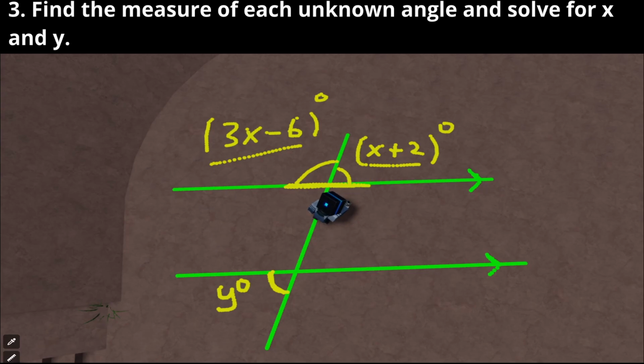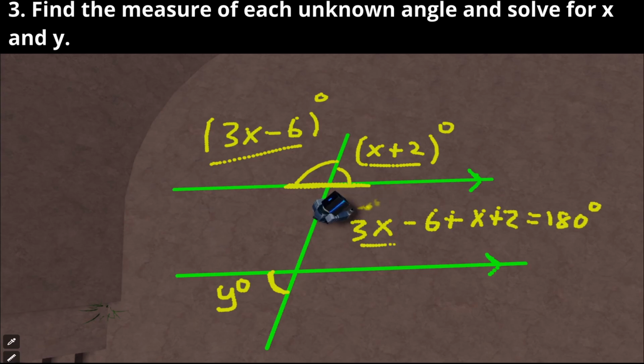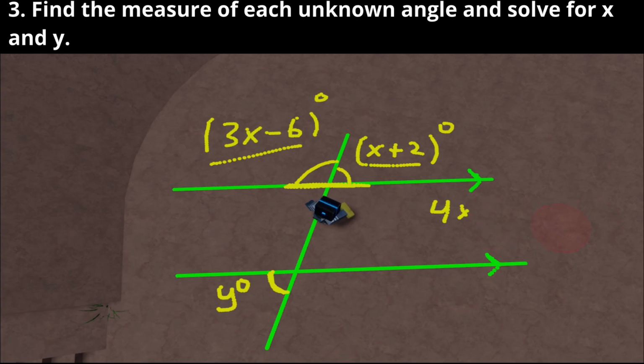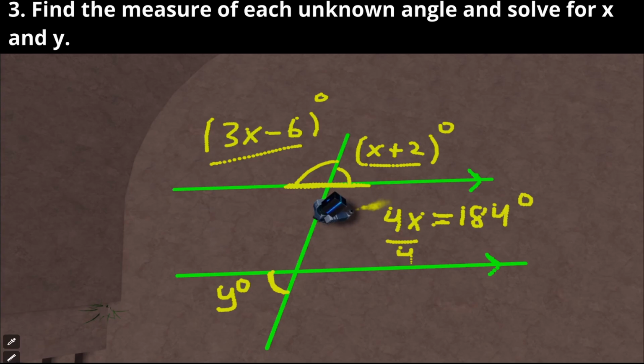I'm going to say that 3x minus 6 plus x plus 2 is equal to 180 degrees. And then if I condense this, 3x plus x is just 4x, minus 6 plus 2 is just minus 4. So I'm just going to have 4x minus 4 is equal to 180 degrees. Just add 4 to both sides. And now I'll have 4x is just equal to 184 degrees. So just divide by 4 to solve for x. And 184 divided by 4 is equal to 46. So x is equal to 46.